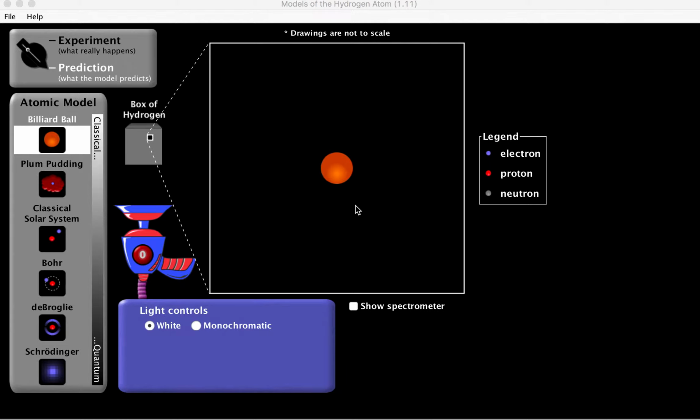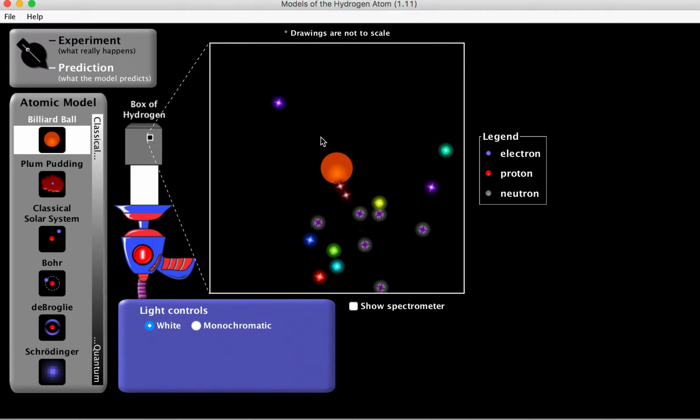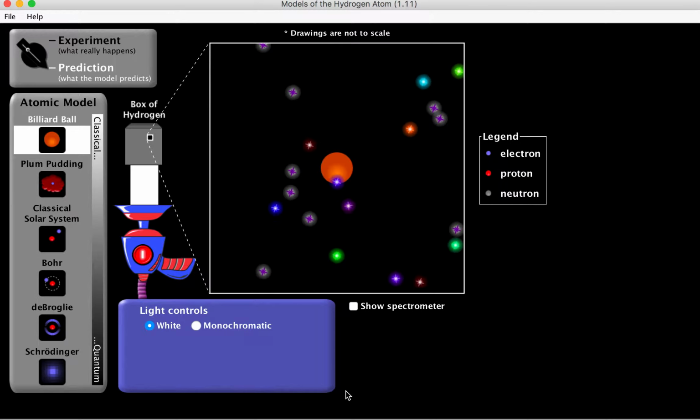So this is a quick demonstration of the different models of the hydrogen atom. We have the different models on the left here. We have different types of light. We're going to have a box with a hydrogen atom in there. We'll be looking at electrons moving around, and we'll see the protons and neutrons in the nucleus. So we turn on light. We're going to slow it down a little bit.